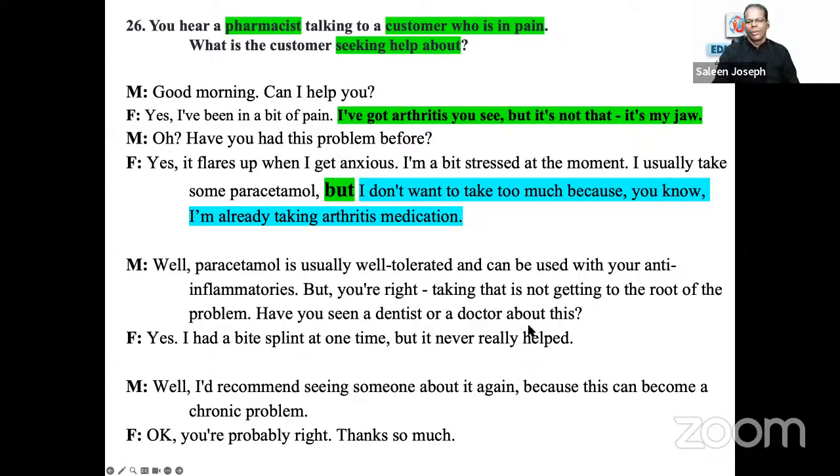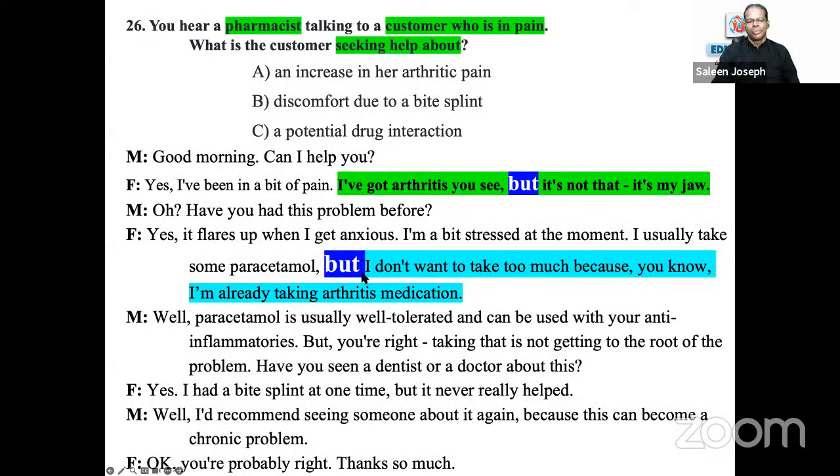Okay, have you seen a dentist or a doctor about this? I had a bite splint at one time, but it never really helped. But after that, never really helped. That cannot be the option. That's not my concern. The second option is about a bite splint, right? So they negate it. Okay, see, here also there is a "but" after which they are negating one option. Which option? Bite splint. Discomfort due to a bite splint. It never helped. So you cannot go for B.